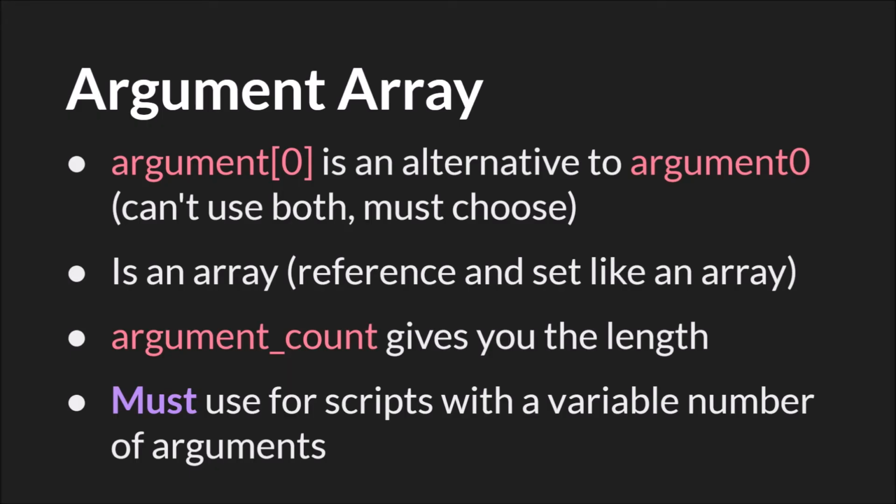So just to summarize the argument array, it's an alternative to the built-in argument 0 through argument 15 variables. You can only use one or the other. It's an array, so you set and reference, change it exactly as you would an array, and argument count gives you the length of the array. You have to use it if you want to use scripts with a variable number of arguments.